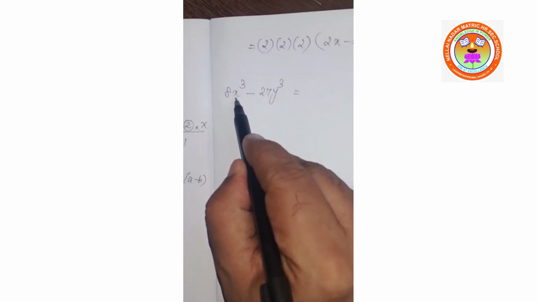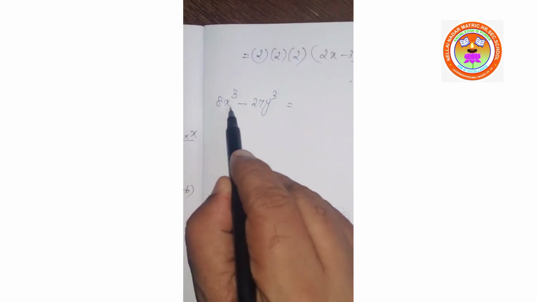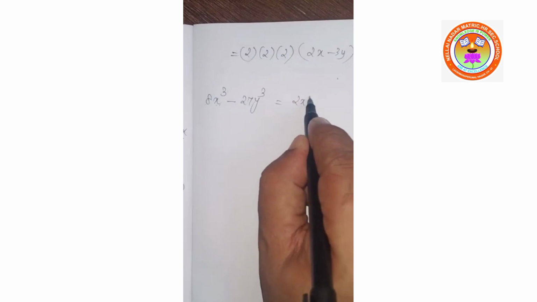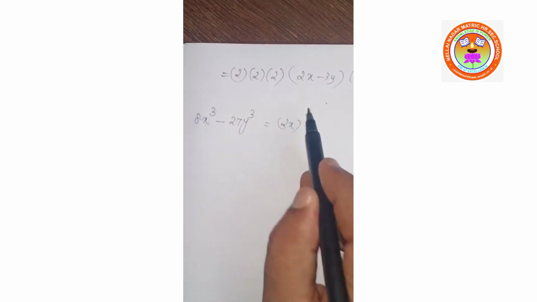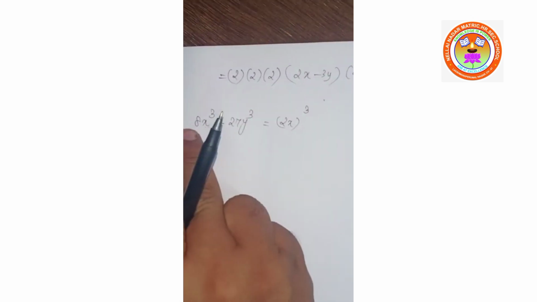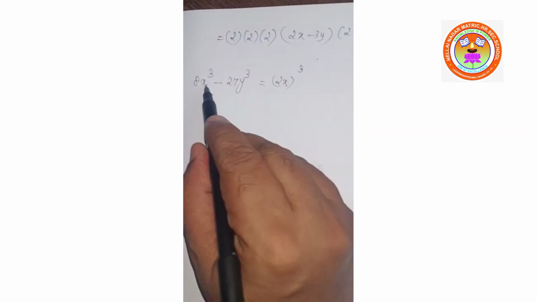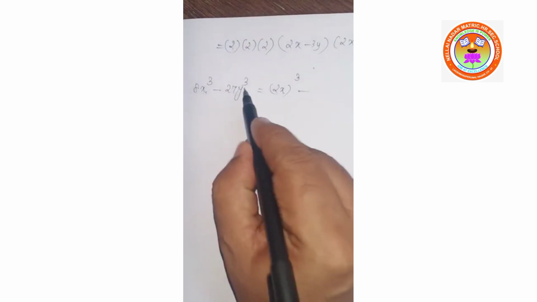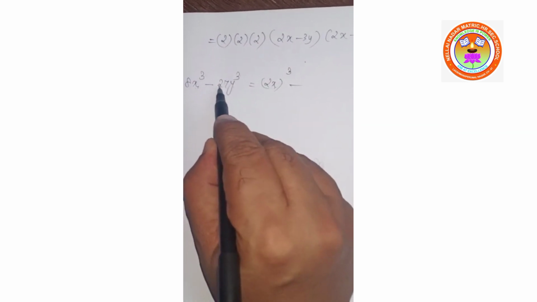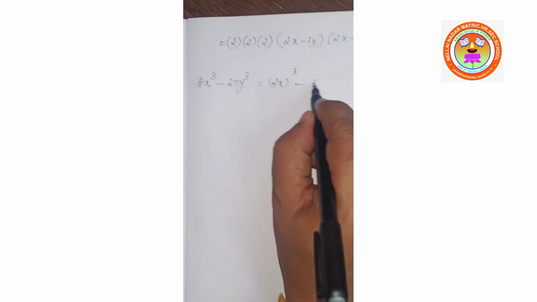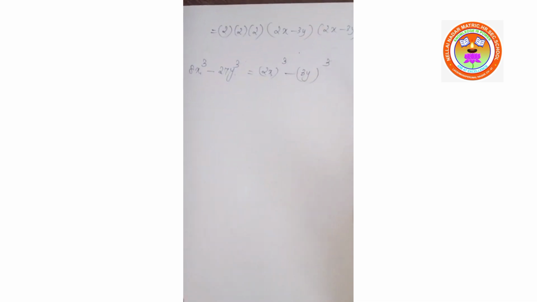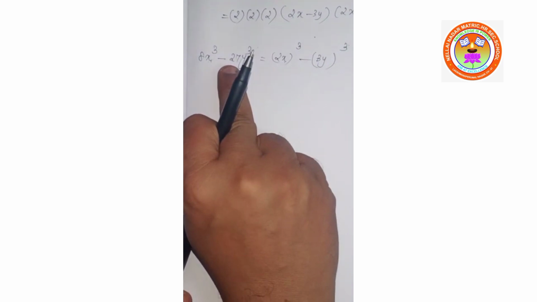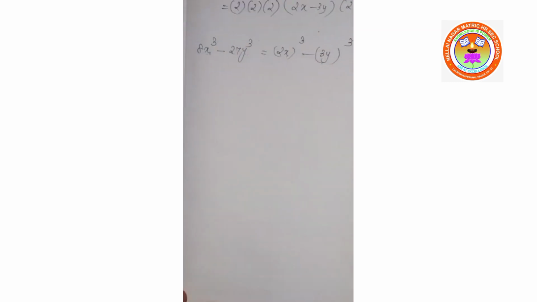This cube is only for x, not for 8. So 8x cube can be written as 2x the whole cube. 2 cube, that is equal to 2 into 2 into 2, 8. Then x power 3, that is equal to x cube. Like that. This cube is only for y, not for 27. So 27y cube can be written as 3y the whole cube. 3 cube equals 3 into 3 into 3, that is 27. Then y power 3 is y cube.